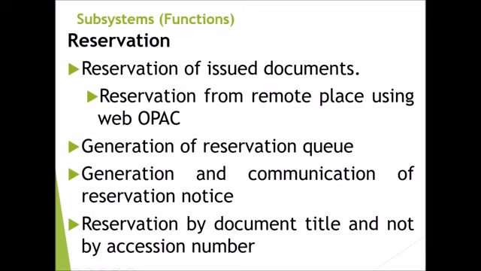If the document is reserved by more than one person, then the reservation queue needs to be generated by the automated system. Moreover, once the reserved book is returned to the library, the information should be communicated to the user. That means the book has been returned by the user and the book is available at the library. Such messages should be delivered to the user who has reserved the document.